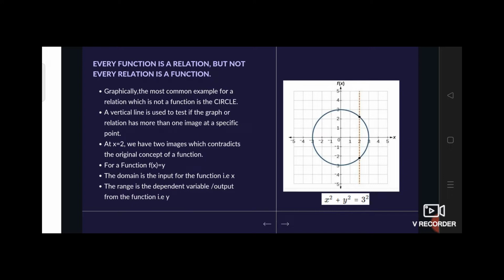Graphically, the most common example is a circle. As we can see here, when a vertical line is drawn, it intersects the curve at 2 points, which essentially means that the relation has two images at x equal to 2, hence can't be a function but a relation. Domain means all the values x can take, while range means all the values we see when the domain is inserted.